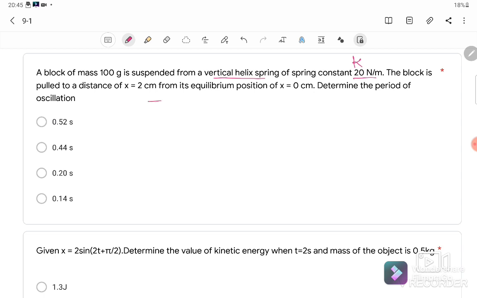So we know that T for the spring is equal to 2 pi square root m over k. Okay, so we just substitute where the m here is equal to 100 grams, so 100 grams is equal to 0.1 kg, and the spring constant is equal to 20 Newton per meter. Okay, so if you press the calculator, the period for the spring, we will get 0.44 second. Okay, so the answer here will be B.